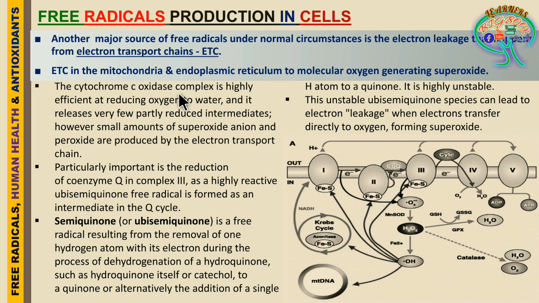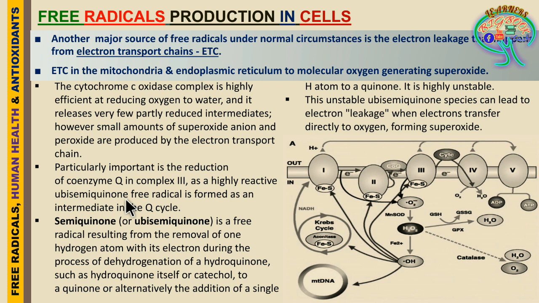So the cytochrome C oxidase complex is highly efficient in reducing oxygen to water, and it releases very few partly reduced intermediates. Here, reduced intermediates means whatever reduced form of the products has been formed. However, small amounts of superoxide anion and peroxide are produced by the electron transport chain. Particularly important is the reduction of coenzyme Q in complex 3 to a highly reactive UB semiquinone.